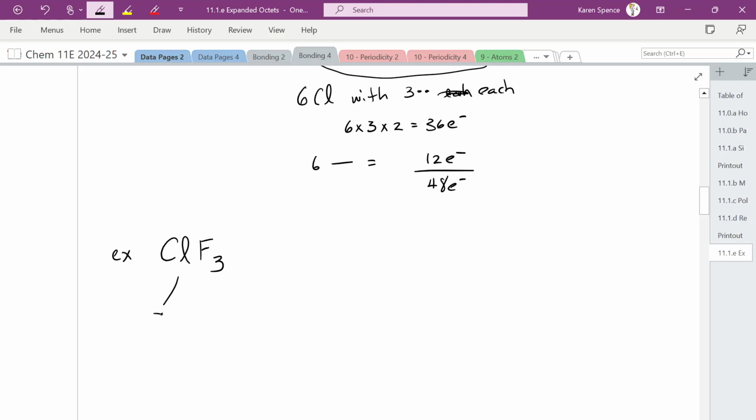1, 2, 3, 4, 5, 8. 2, 3, 4, 5, 6. Wait, what? I can't count. 1, 2, 3, 4, 5, 6, 7, 8. 8 times 8 times 8. So we're missing. Why are we missing? So, I'm trying to find it. Stop!